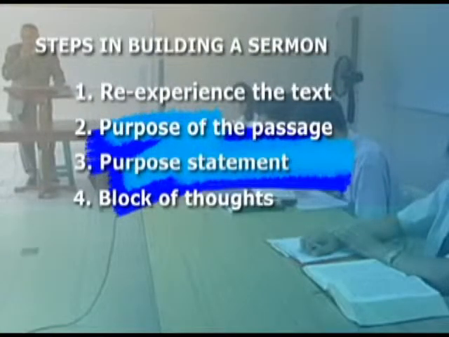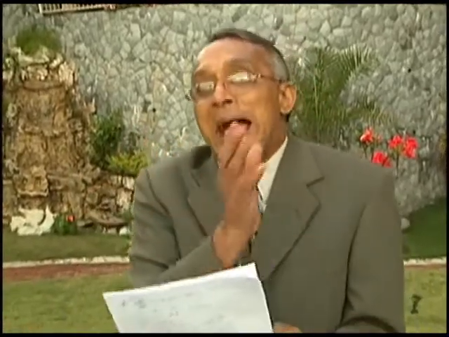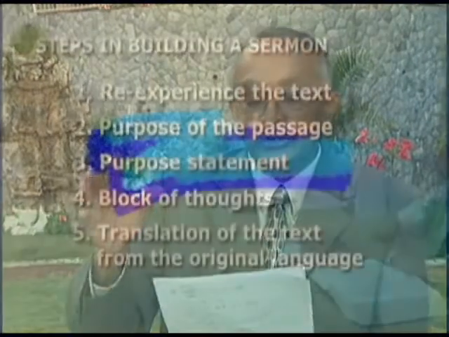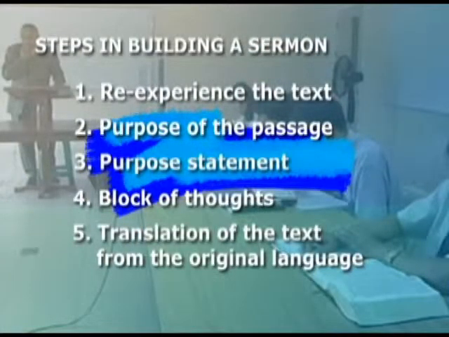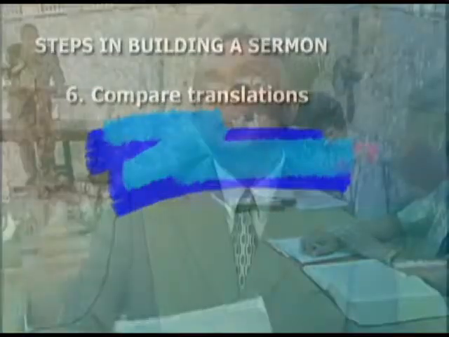The fourth thing we'll do is try to find the blocks of thoughts in the sermon. Blocks of thoughts are the moves or the main ideas in the scripture we are reading from. Then we want you to look at the translation of this passage by translating it from the Greek, if you know Greek. But if you don't know Greek, you could look at various translations and get a pretty good idea of what the problem is, and what is the best reading and understanding of this passage.